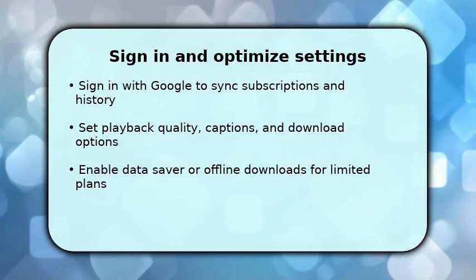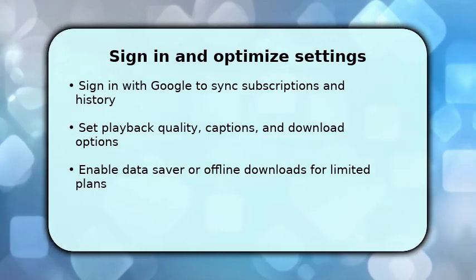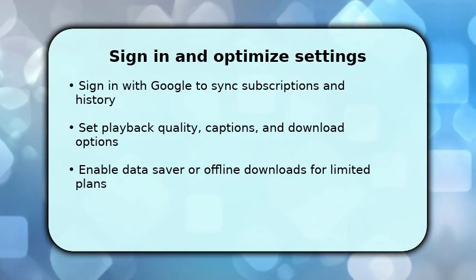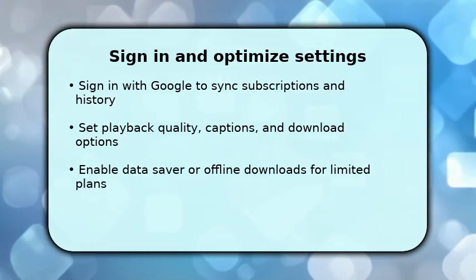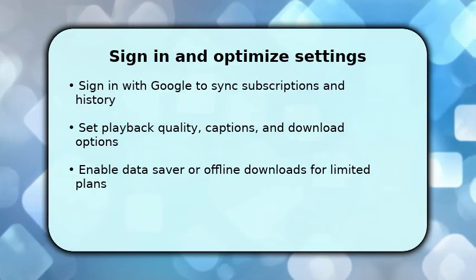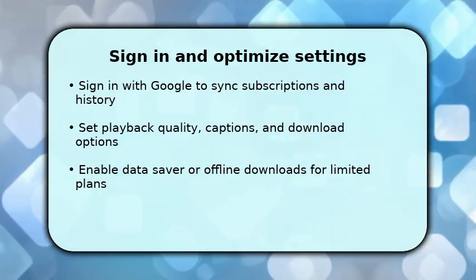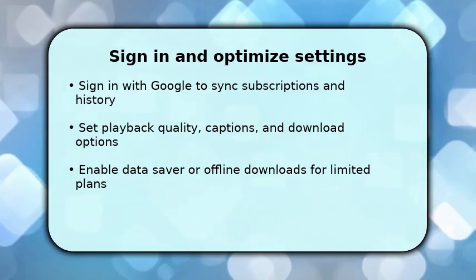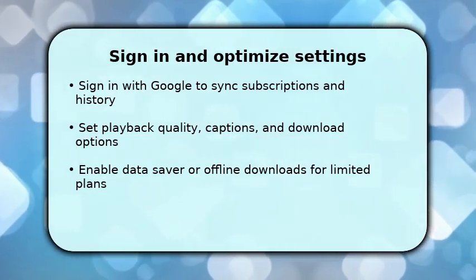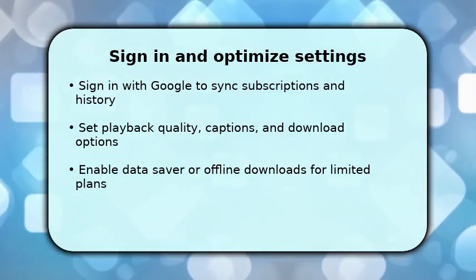Next, open settings and set default playback quality. Select 480p or 360p if you have a limited plan to reduce buffering. Turn on captions for noisy environments and configure offline downloads to save videos when on Wi-Fi. Also make sure autoplay and background play options match your needs. Now you can play videos.